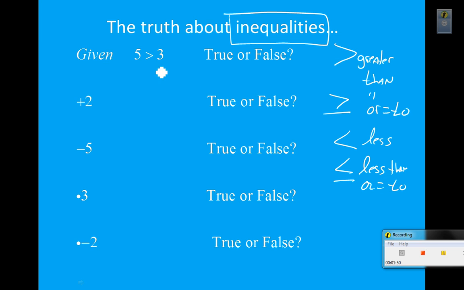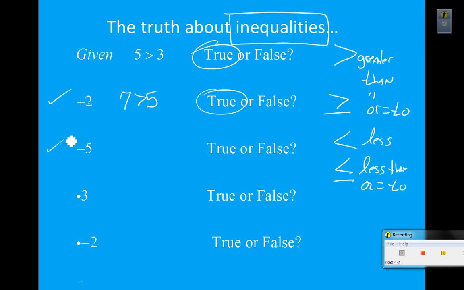Here's what I'm going to do. I'm going to give you something that I think is a true statement. I'm going to give you that 5 is greater than 3. I'm going to ask you if that's true or false, and I'm hoping that you would say, duh, that's true. Now I'm going to perform some various operations on both sides. I'm going to add 2 to both sides, yielding me 7 is greater than 5. True or false? Yeah, that's true. So I've added a number to both sides.